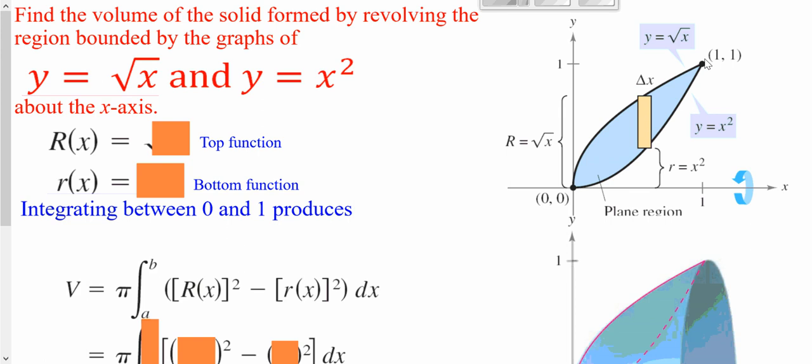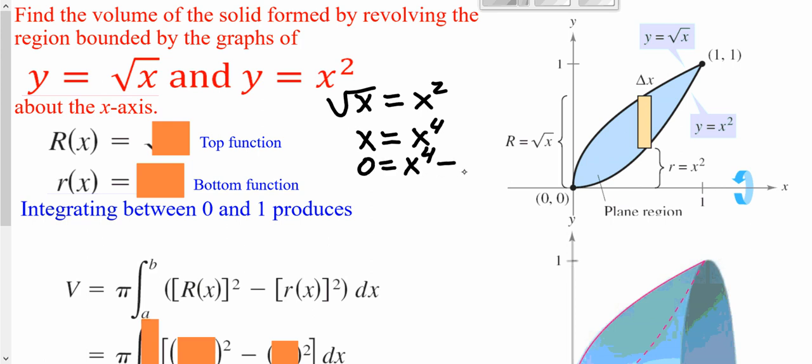Now, if you didn't know that from your picture, all you'd have to do is take your two functions and set them equal to each other, and then you could square both sides. Then you could set it equal to 0. Then you could factor it. Then you have two things multiplied together to give you 0. You set them each equal to 0. So that's how you get 0 here and 1 here.